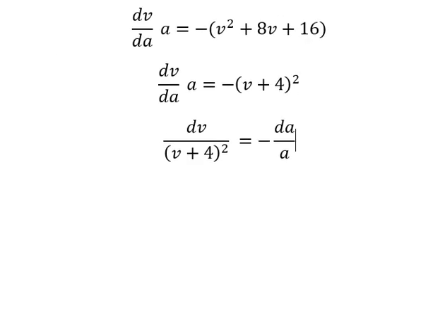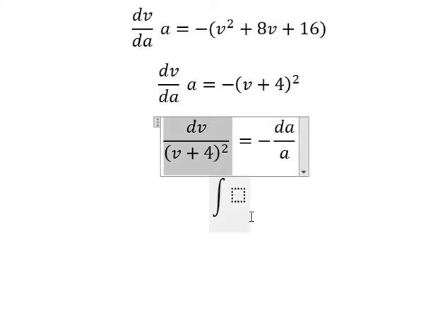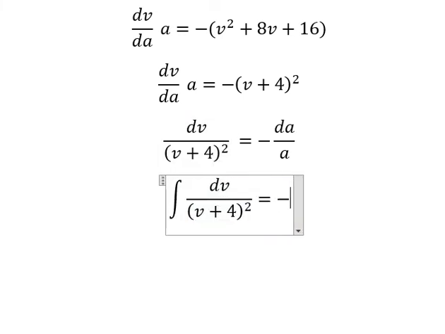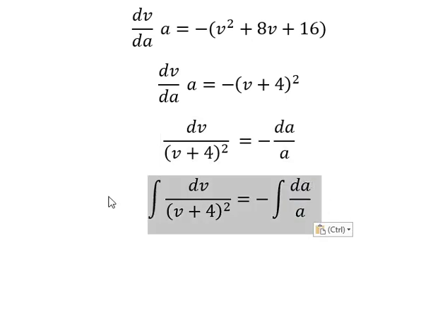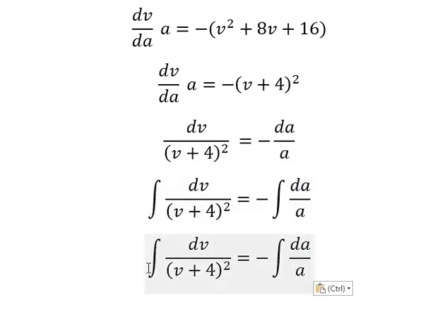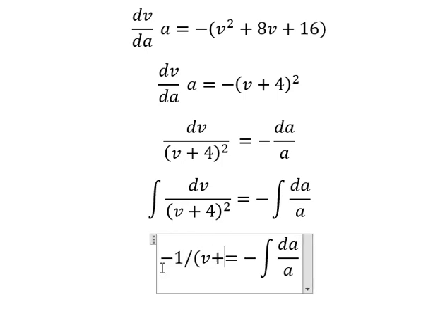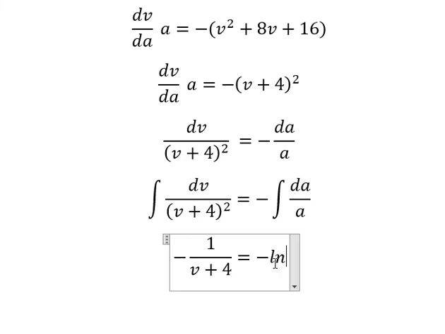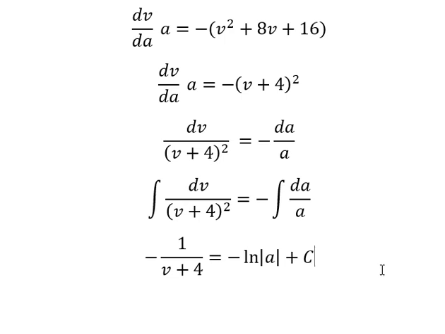Next, I will put the integration for both sides. So the integration of this one, we have negative 1 over v plus 4. This one, we have ln of the absolute value of a. And I will put c.